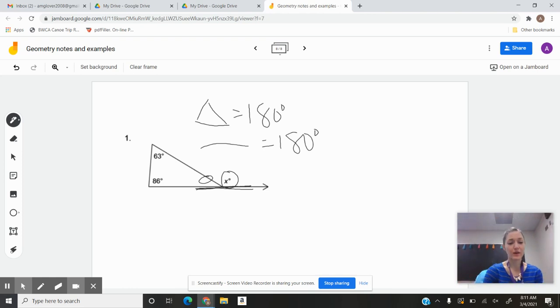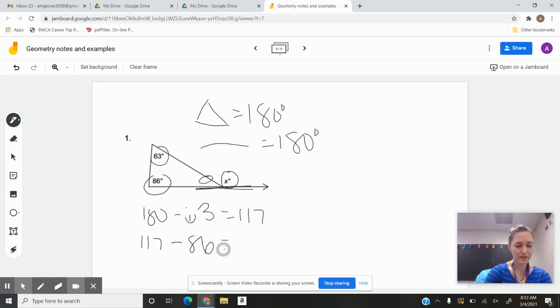All right, so here's what I'm going to do. I'm going to figure out this inside angle using this triangle principle. I'm just going to take 180 minus 63, and that is 117. And then I'm going to take that, subtract 86, and I have 31 degrees. So that's going to make this problem a lot easier now that I know that this angle is 31 degrees.